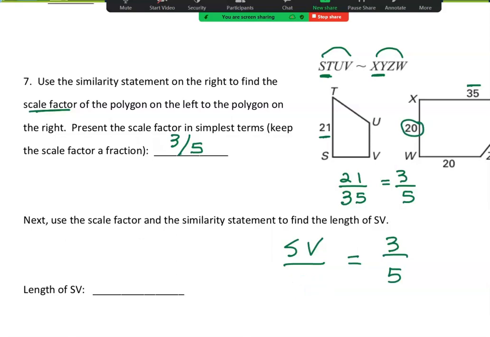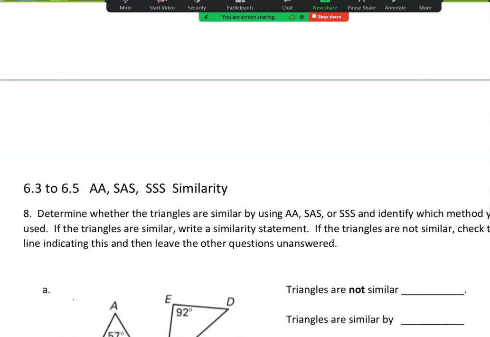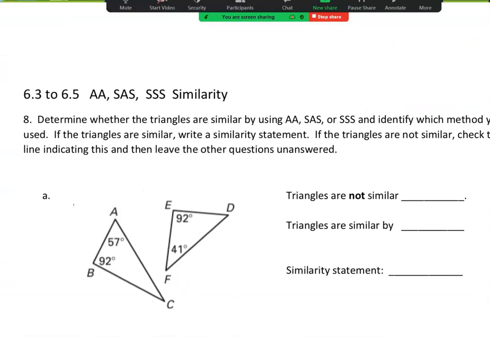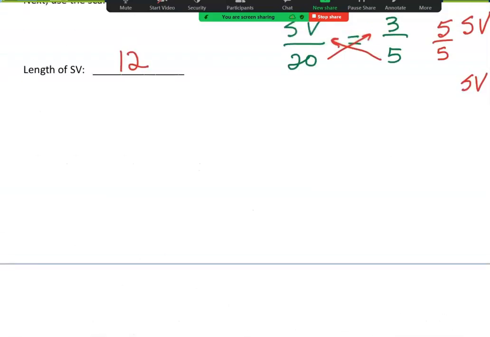I can erase my denominator, and I can replace that with the 20. Now I have fraction equal to fraction. This is where I do cross products, okay? So I'm going to say 5 times the value of SV equals, and that's 3 times 20, which is 60. Divide both sides by 5, and you get SV equals 12. That length is 12, okay? And that completes 7.